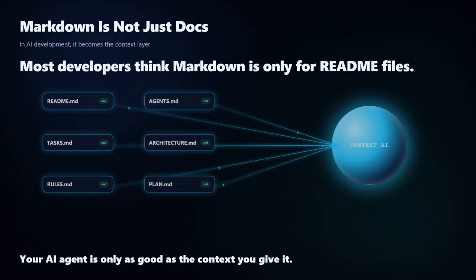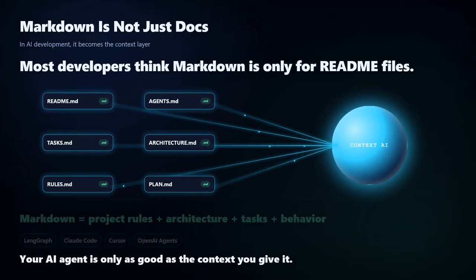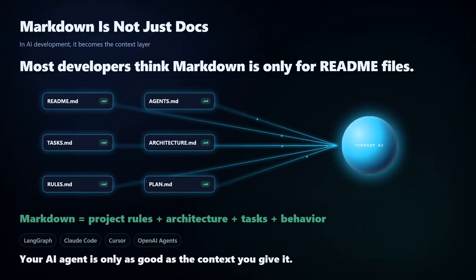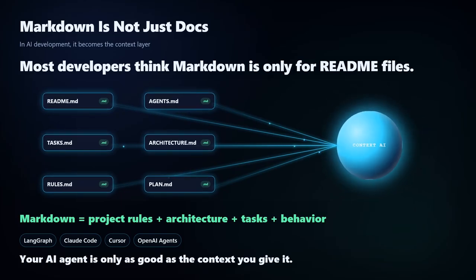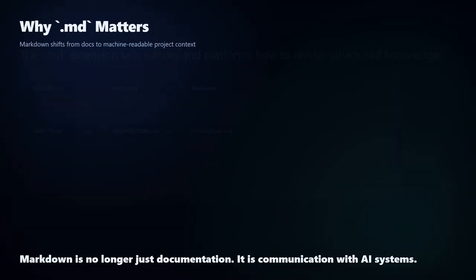Because here is the brutal truth: your AI agent is only as good as the context that you give it. And how do we create context for these agents? In what format do we have these files? That is where Markdown comes in, and Markdown is one of the cleanest ways to give the agent the context that it needs. All Markdown files usually end with a .md extension.